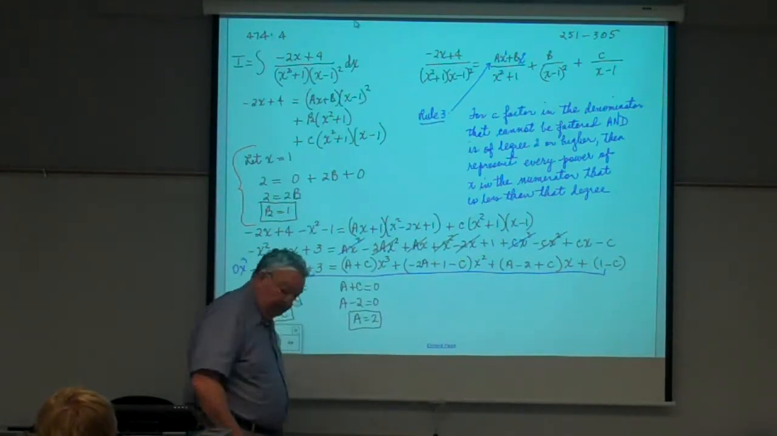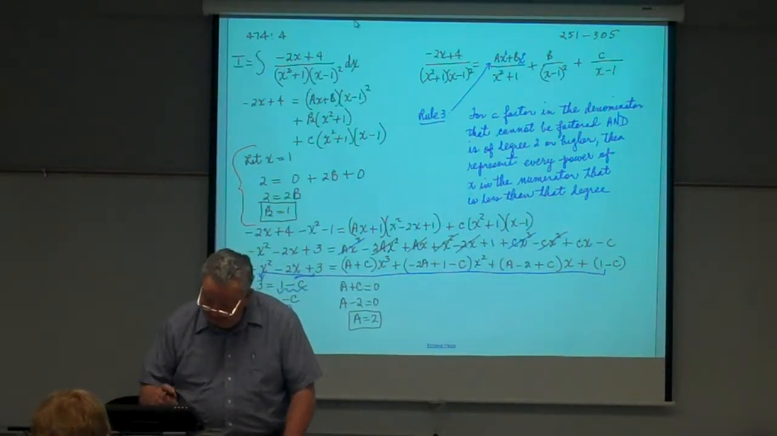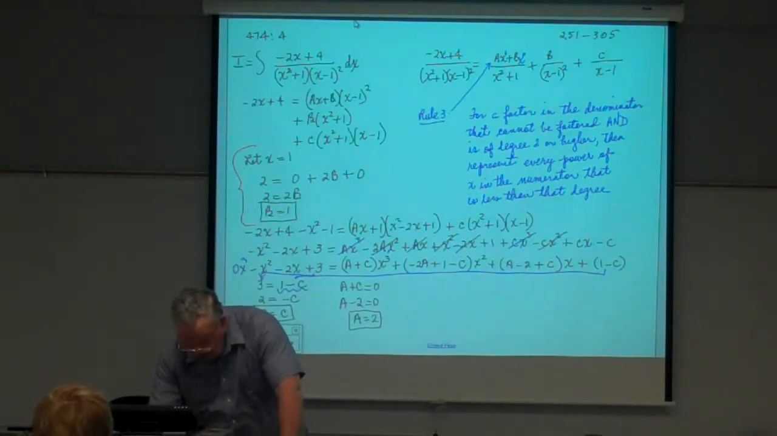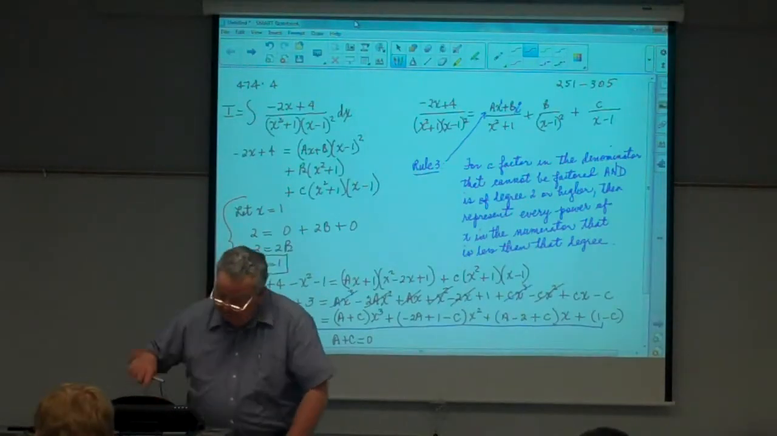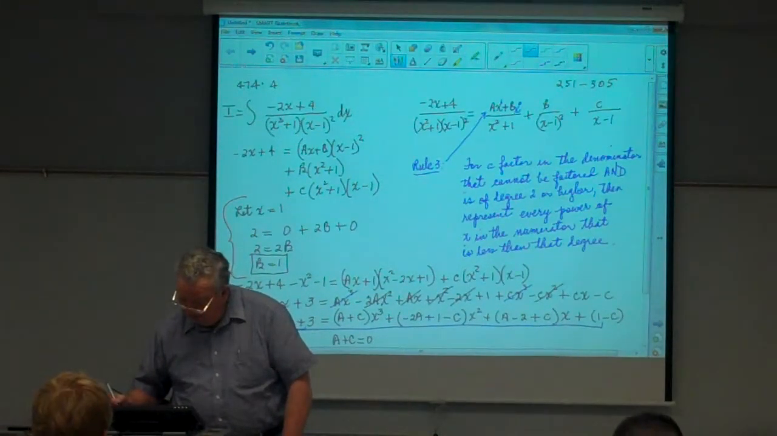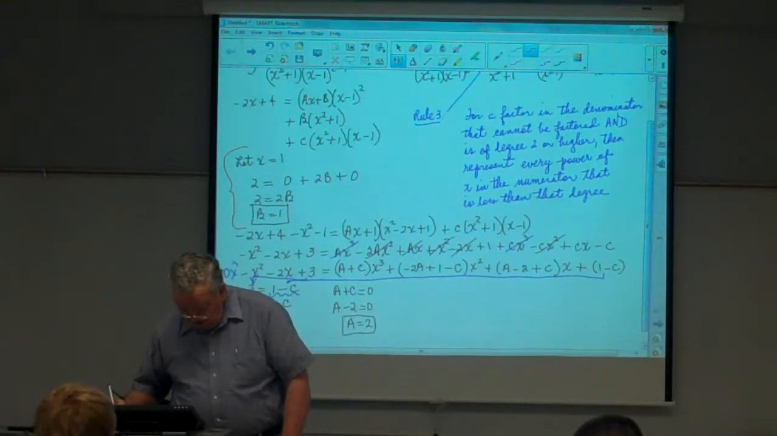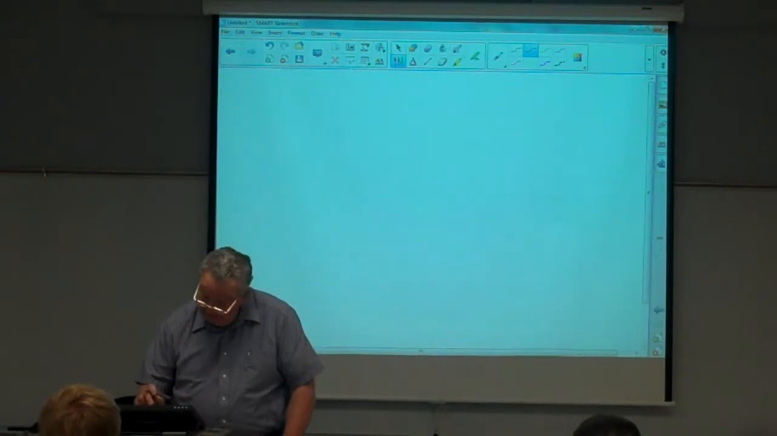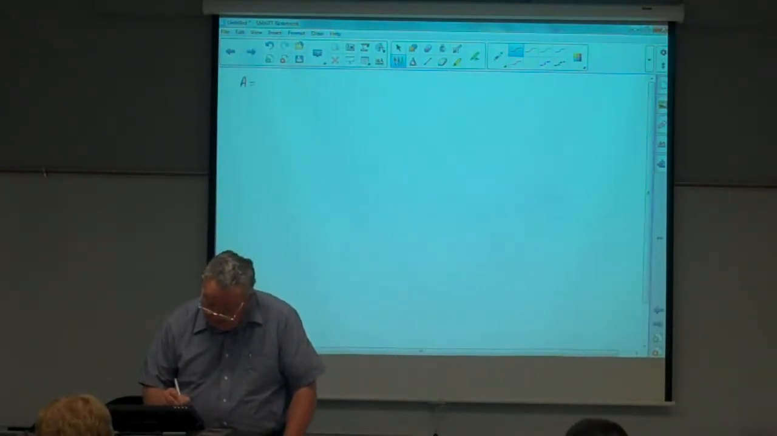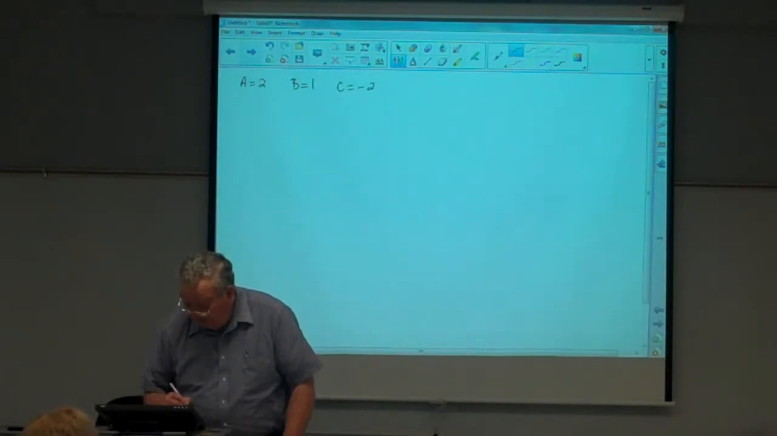Let's do another one. This is example 5. Oh, I'm not through. We didn't finish. What am I talking about? A is 2, B is 1, and C is minus 2.